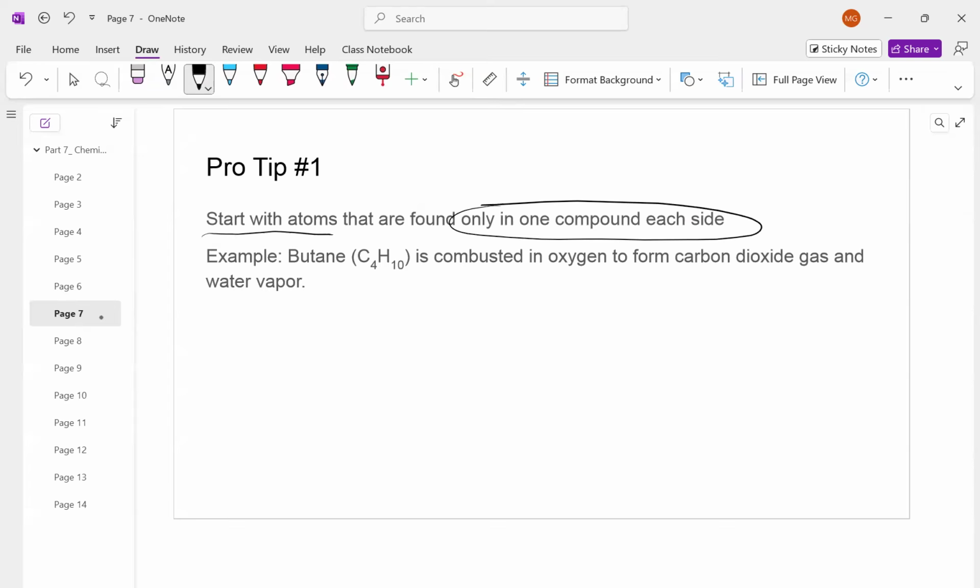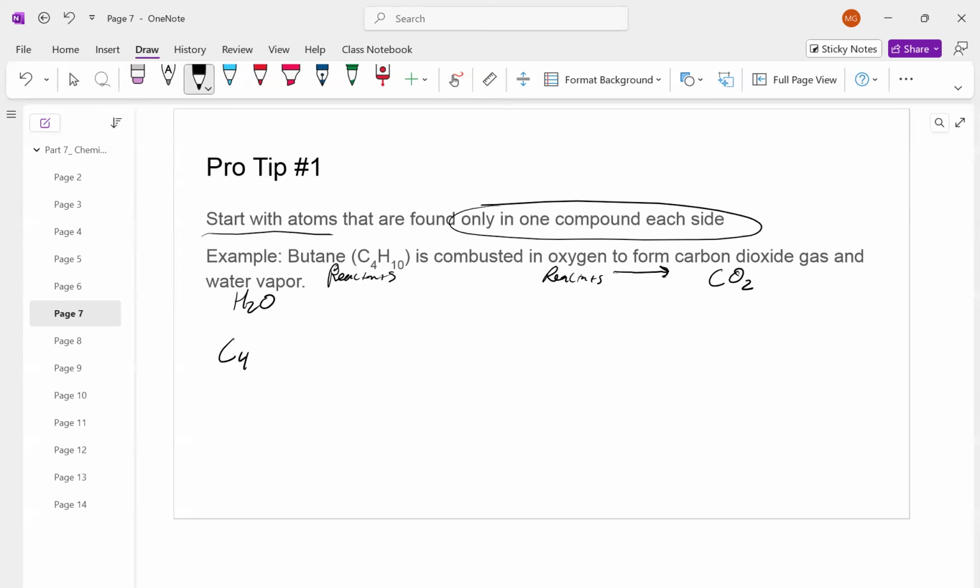So let's use this as an example. We have butane, and I'll give you the formula there, combusted in oxygen to form carbon dioxide gas and water vapor. So let's identify our reactants, butane and oxygen. And here's that kind of phrase that tells us where our reaction arrow is: to form carbon dioxide, CO2, and water vapor, H2O. Those are our products.